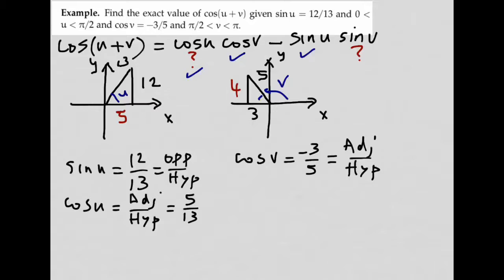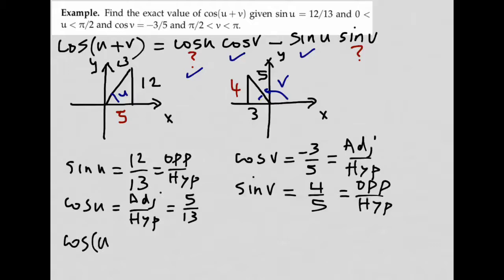So what do we need from this triangle? We need sine v. Sine v is the opposite divided by the hypotenuse, which is 4 over 5. We have everything we need, so let's figure out cosine of u plus v.